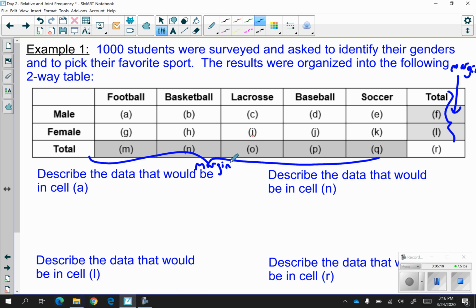Now, your joint frequencies are in the middle. So everyone in here is a joint frequency because you're combining male and female with all the different types of sports. So, for example, the data in cell A, this guy right here, is a joint frequency because it's on the inside and it's joining males and football. So this one is going to be the males who prefer football.